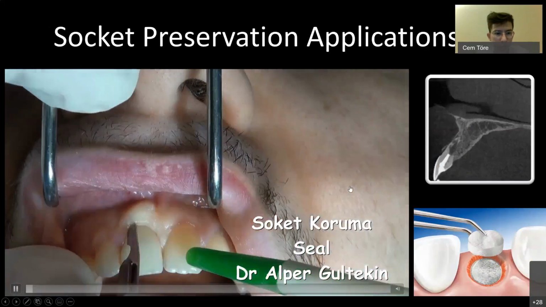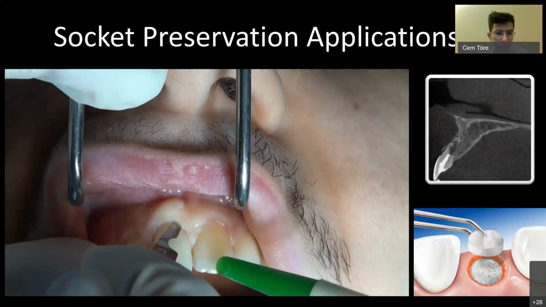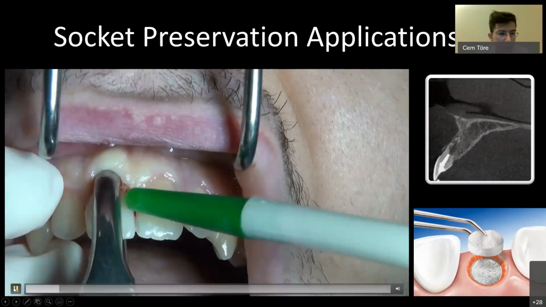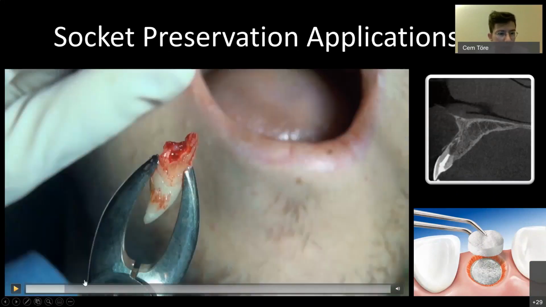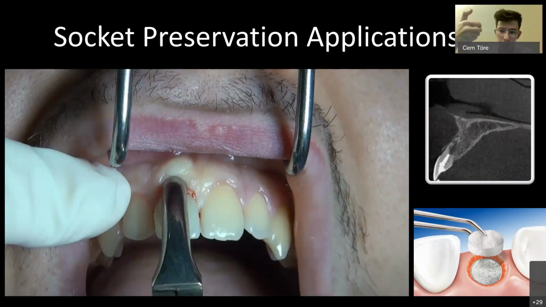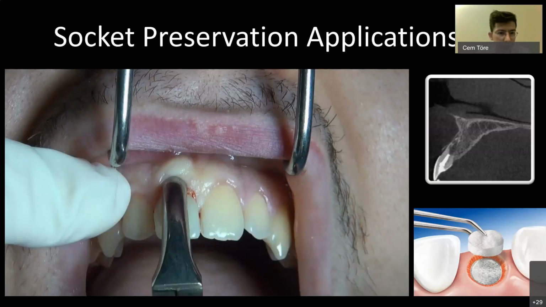So we prepare to extract. We go around the tooth with the blades to eliminate the gingival fibers. It is very important to extract with the forceps without moving the tooth buccally and lingually. If we do this movement too much, we will harm the buccal bone, which is already almost non-existent in this case, and that will be detrimental to the outcome of the treatment.